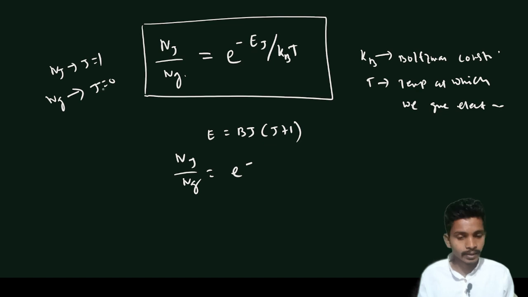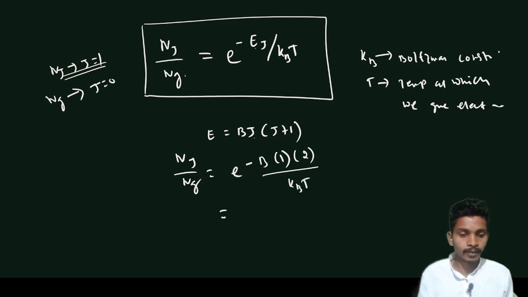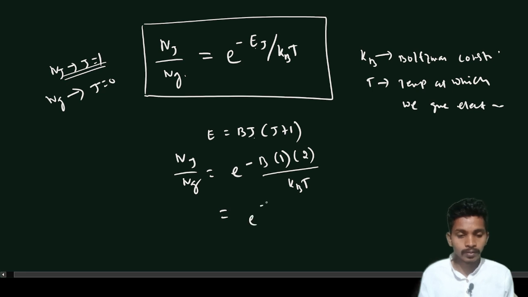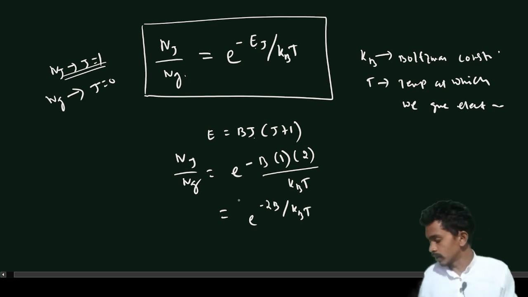So n_g means j, that is g equal to 0, means at the ground state. Okay? Then I will put the E_j, means I will put the excited state, that is n_j equal to 1. So when n_j equal to 1, that E is equal to b, and this is 1, and this is 1 plus 1, that is 2 upon k_B T. So whenever you do this, b and k_B T, let me see those equations.